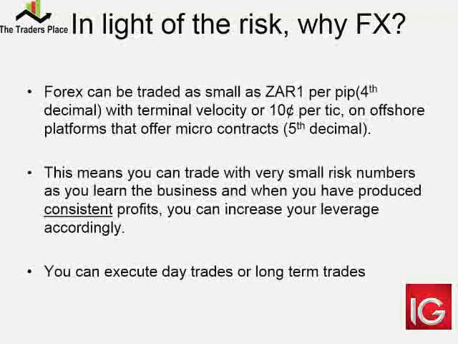Forex can be traded as small as 1 Rand a pip. Okay, so instead of $1 a point, we can trade a Rand a point, and that would be on the 4th decimal place with terminal velocity. Or you can get offshore accounts that offer micro contracts. You can trade at 10 US cents per tick. So you can trade the tick if you find someone who offers you a micro contract, and that would be on the 5th decimal. This means you can trade with very small risk numbers as you learn the business, and when you have produced consistent profits, consistent being 6 months or more that you are profitable, preferably more than 30 trades, you can then increase your leverage accordingly.